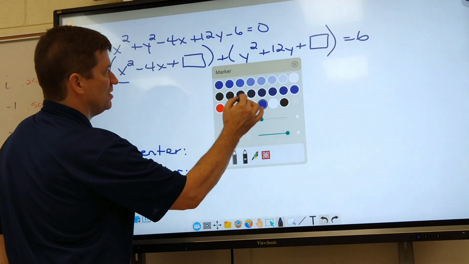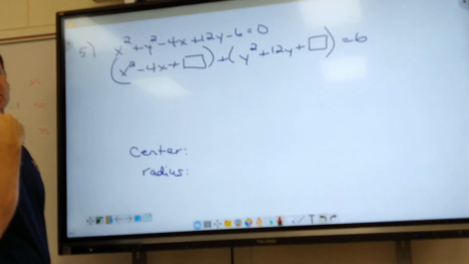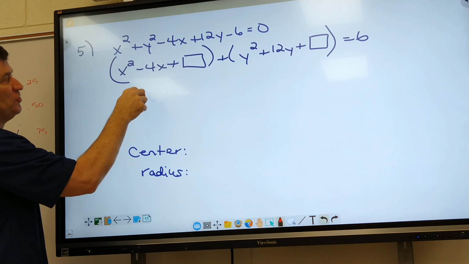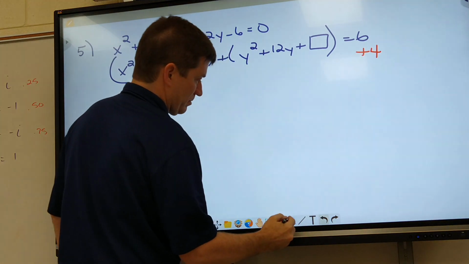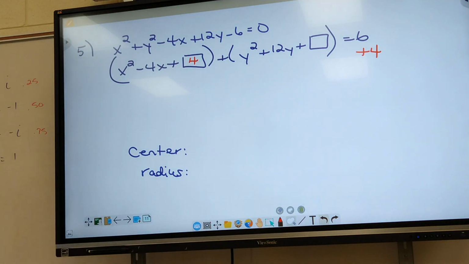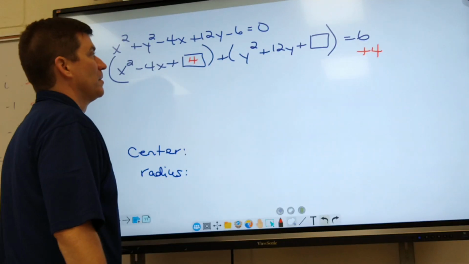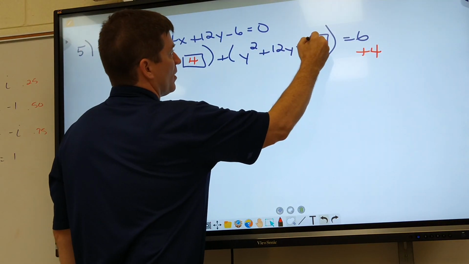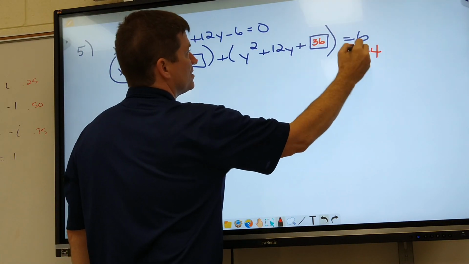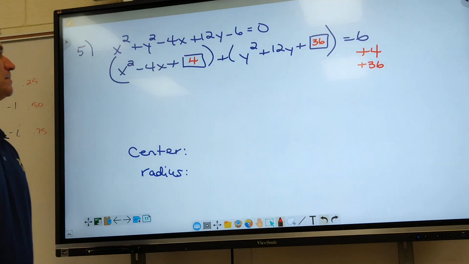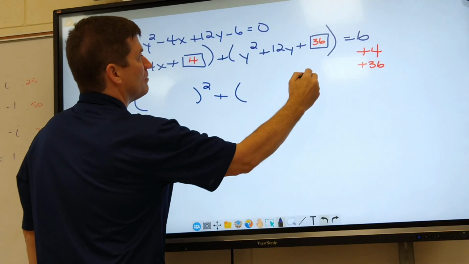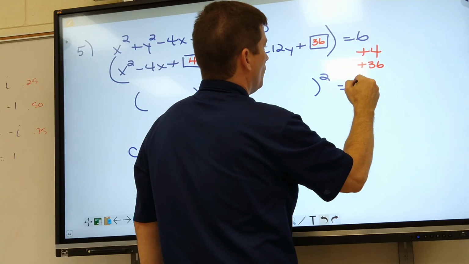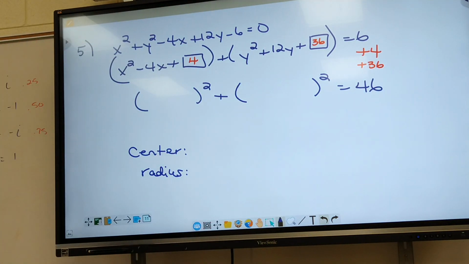There you go. All right, Hannah, watch this. Find out what goes in the box. Like Nathan said, take half of 4, which is 2, and then you square it. So I got a plus 4 there and a plus 4 there. All right, Ariana, explain to me what goes in this box. Half of 12 is 6, squared is 36, so I got a plus 36 and a plus 36. All right, good. Last step. It's 46. I gotta write that down. I'll show you how to finish it up.